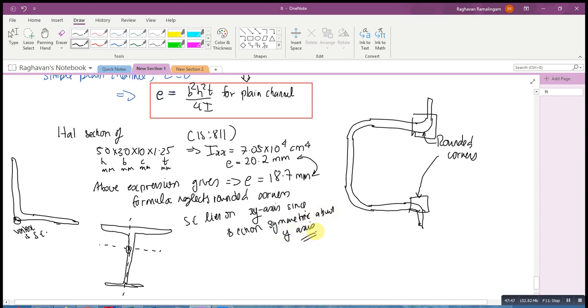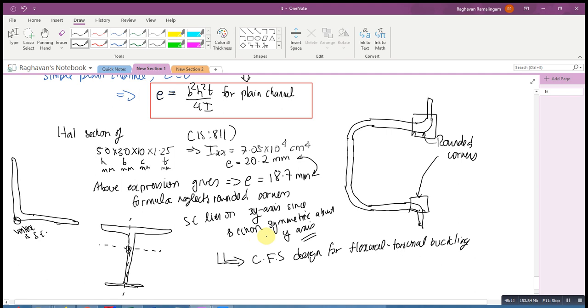You'll have the application of shear center in so many things like your CFS design, cold formed steel design, for flexural torsional buckling. Okay, this is just one simple example.